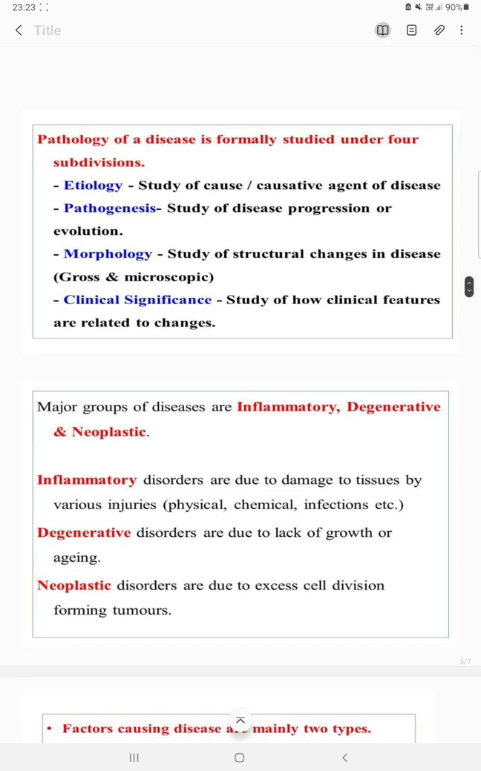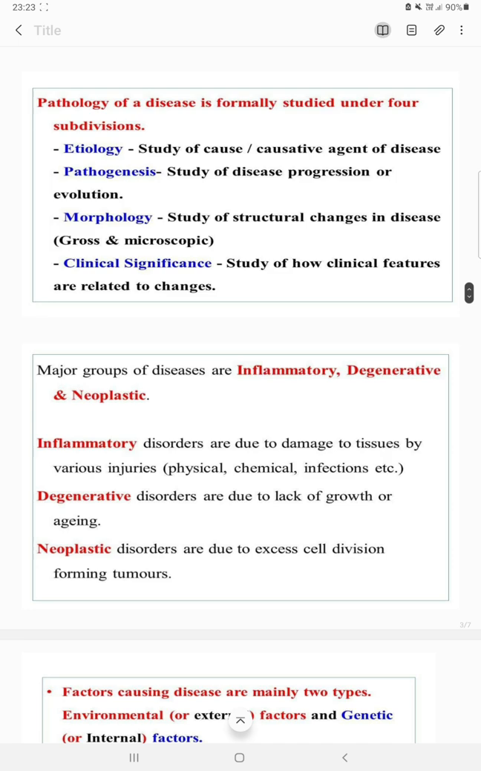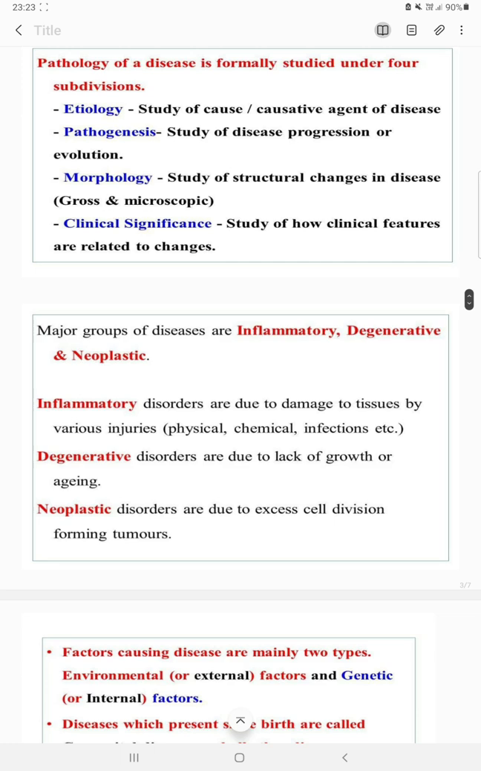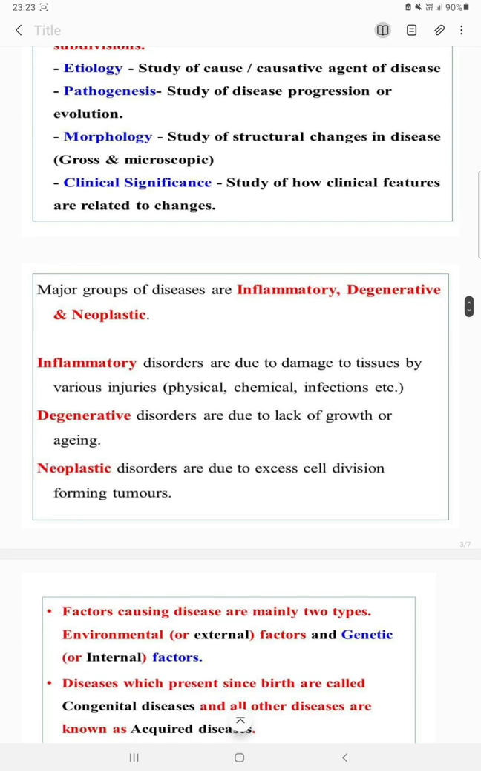Now, the pathology of a disease is formally studied under the following subdivisions. The first is etiology, the study of the cause or causative agent of the disease. The second is pathogenesis, the study of disease progress or evolution. Third is morphology, the study of structural changes in the disease, like gross and microscopic changes we are going to read in pathology. Another is clinical significance, the study of how clinical features are related to changes during an injury.